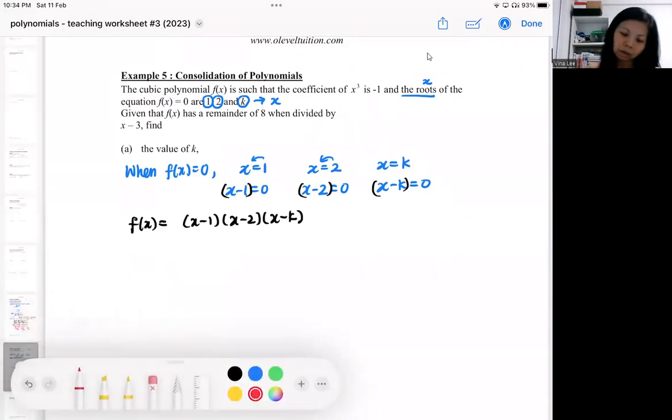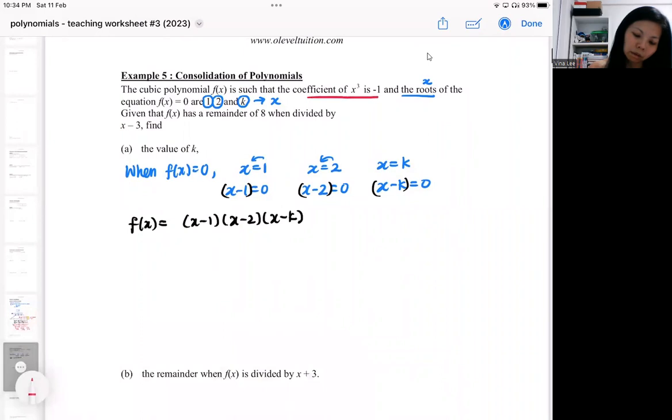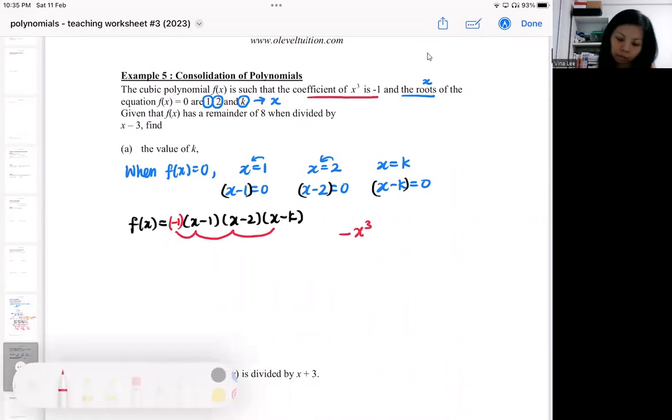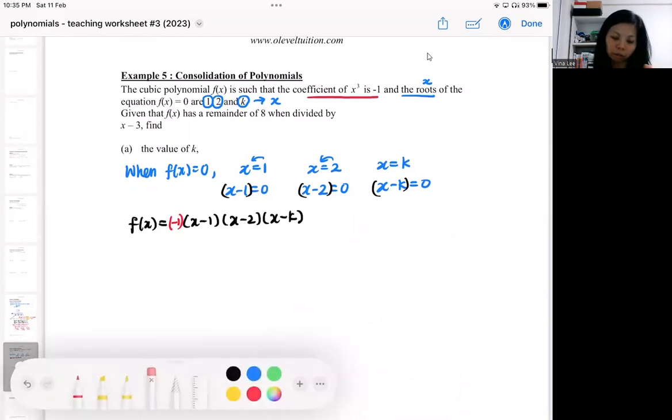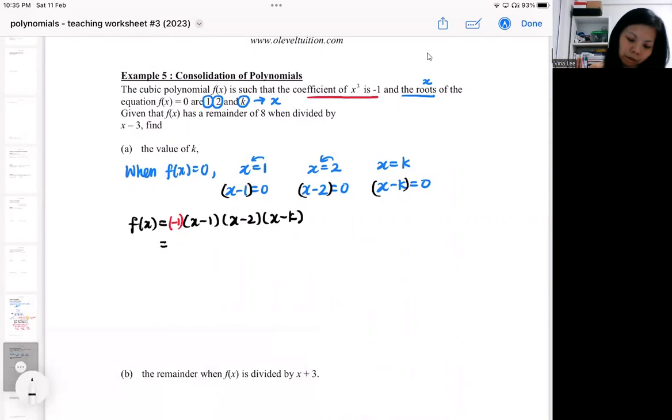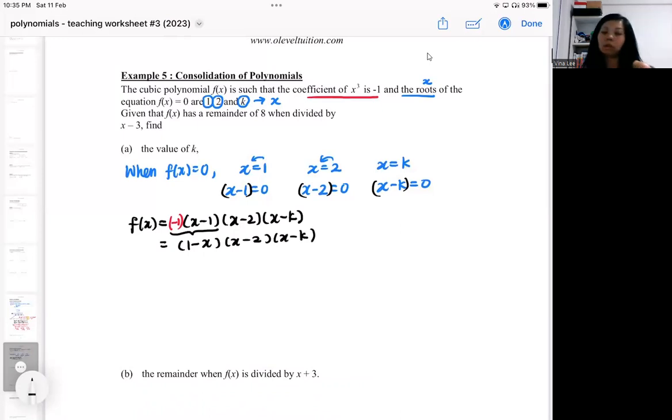Okay, but you do need to factor in the coefficient. If they say that the coefficient of x cubed is 2, then you just put a 2 outside the 3 brackets. Okay, and then please double check that you really get a minus x cubed. One of the common mistakes is that some students forgot to factor in the coefficient of x cubed. After you factor in, you can simplify this into a 1 minus x, x minus 2, x minus k. So this will be the expression for f(x).